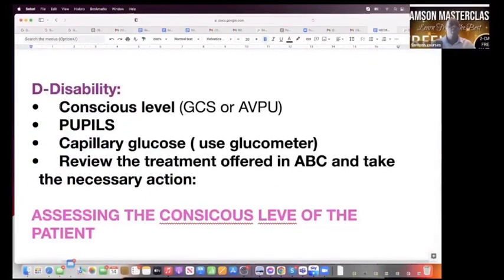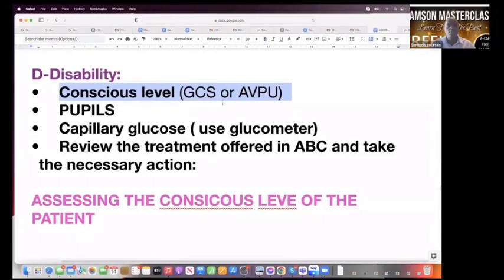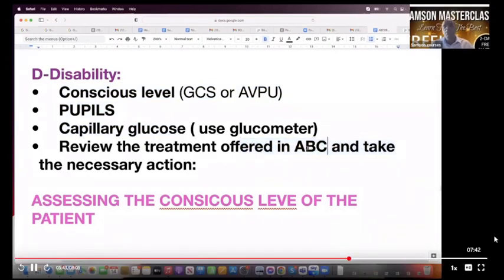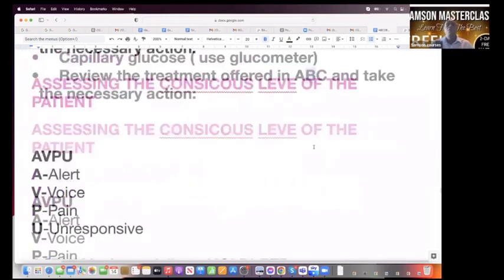Then you go to D, conscious level. On an AVPU system, my patient is alert, no GCS. Take the torch, check the pupils, check the capillary glucose. They'll tell you normal, normal. Review the ABCs. What have we done so far? On B, we have given oxygen, we have given salbutamol, and at C, we gave hydrocortisone, 100 milligrams IV.